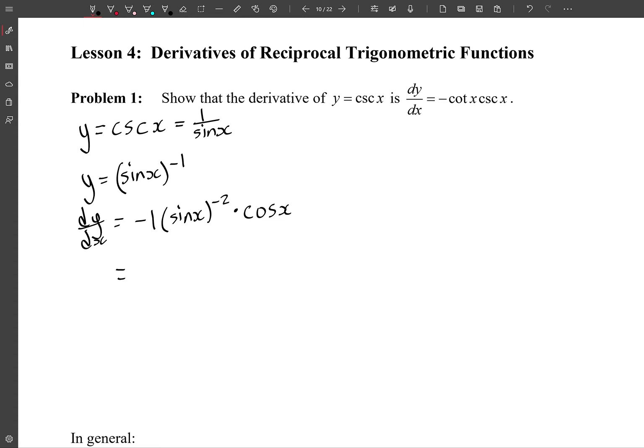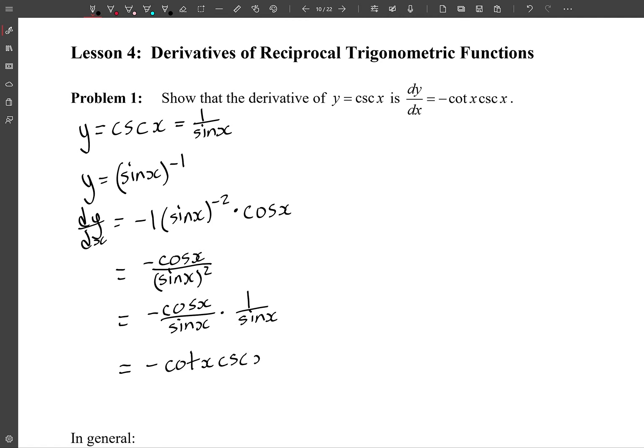Then we just simplify. That means that I can throw that sine x squared to the bottom. So this is going to be negative cosine of x all over sine x all squared. And then I can split that up into negative cosine of x all over sine x times 1 over sine x. I'm just splitting up that sine x squared. Then both of those simplify. Cos x over sine x is cotangent x. So we've got negative cotangent x times 1 over sine x, which is cosecant x. And done, we've proven it. So this is a really important and useful identity.